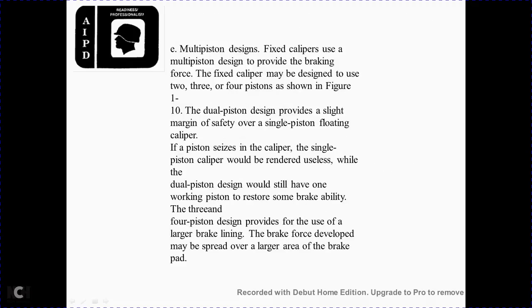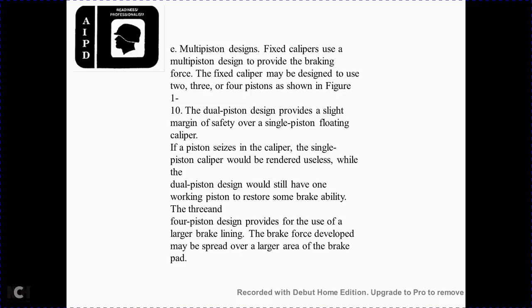Multi-piston design with a fixed caliper. The multiple piston design is developed to increase the braking force of the fixed caliper, which may be designed with 2, 3, or 4 pistons, shown in figure 110. The dual piston design provides a marginal safety advantage over the floating caliper. If a single piston caliper were to fail, the dual piston design would still have a working piston and restore some of the braking ability.